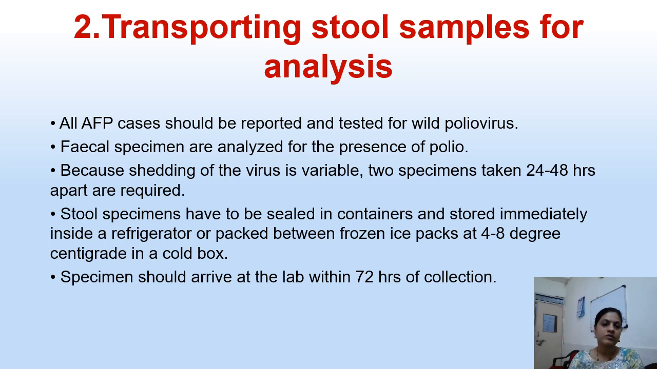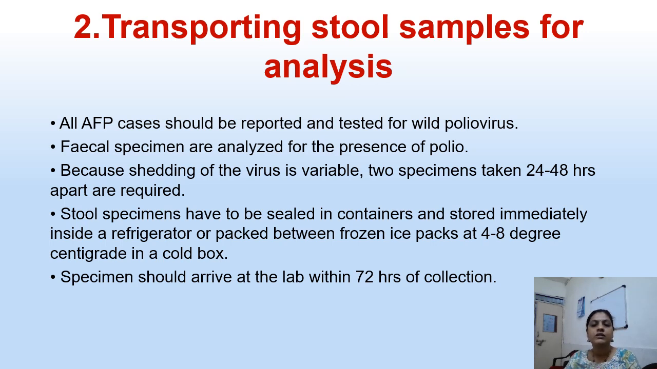But the surveillance system needs to identify at least one AFP case per 1 lakh population. Then what we do is transport the stool samples for analysis. So all the AFP cases should be reported and tested for wild poliovirus. Fecal specimens are analyzed for the presence of polio because shedding of the virus is variable.